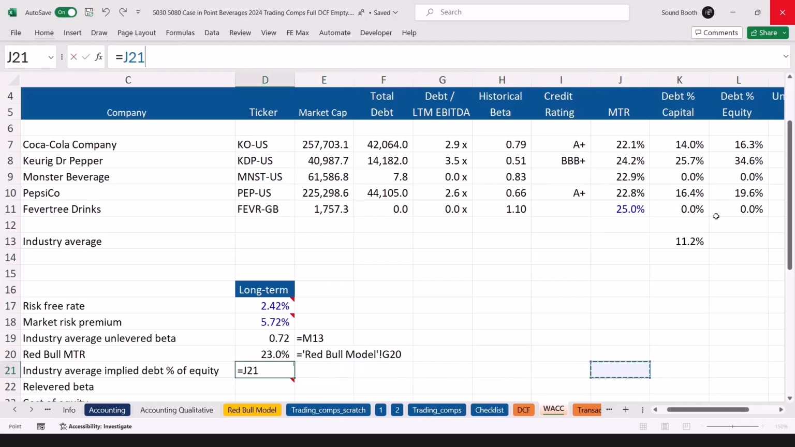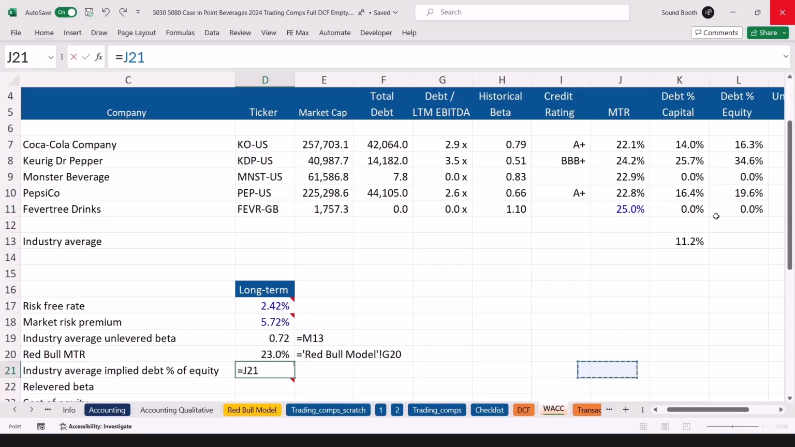So I'll take the 11.2%. So that is 11.2% of debt in the capital structure, which means that the equity percentage is 88.8%. I'll just take that and divide that by 1 minus the 11.2%. It's a similar conversion that I did before. So now I'm going to calculate the implied debt as a percent of equity.